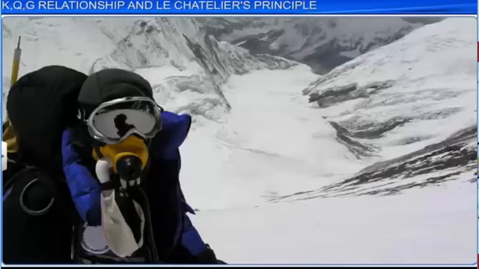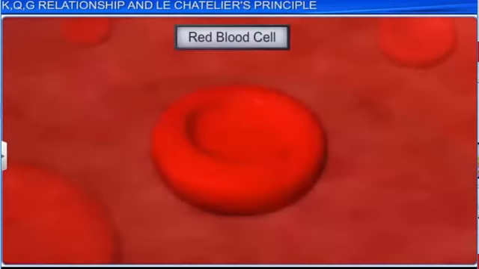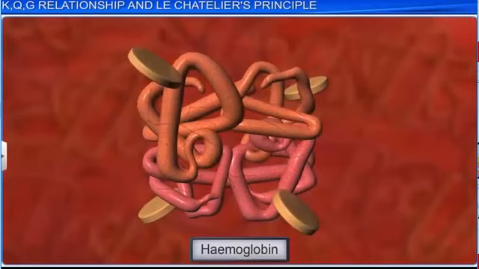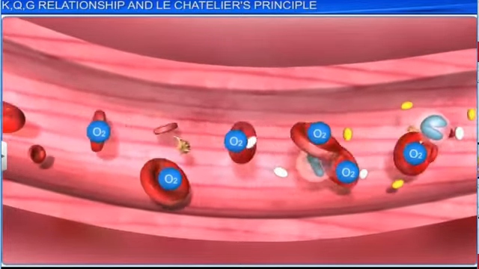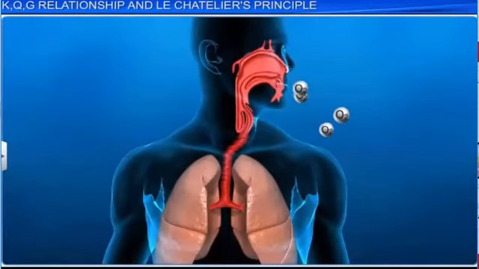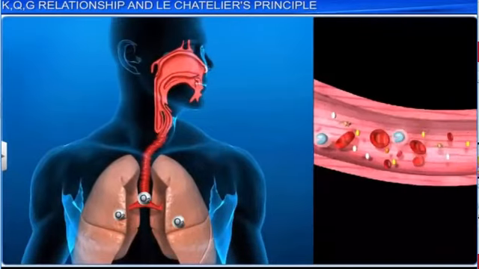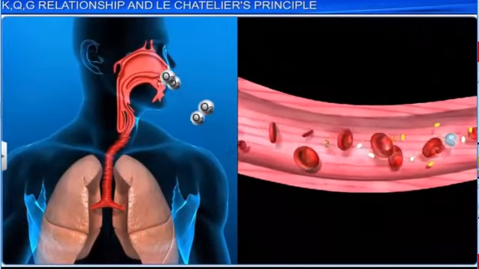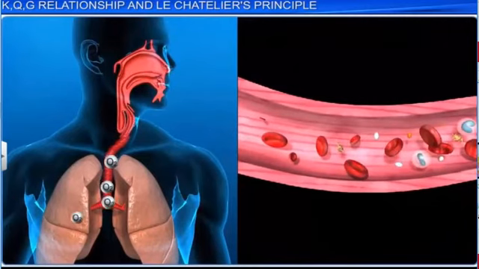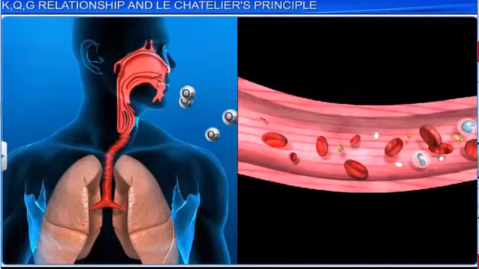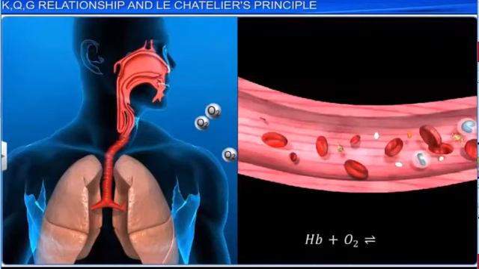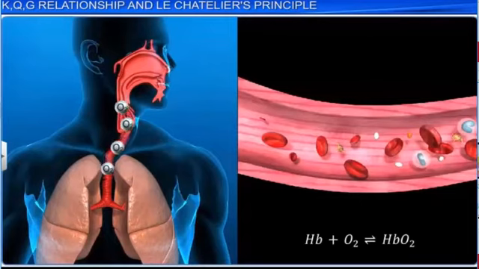Have you ever wondered why mountaineers carry oxygen cylinders with them while climbing high mountains? You know that hemoglobin, a protein containing iron in the red blood corpuscles of blood, is responsible for the transport of the oxygen to the cells. When human beings or animals inhale oxygen from the atmosphere, it combines with hemoglobin in the blood and forms oxyhemoglobin. Equilibrium exists between oxygen and hemoglobin, which can be represented as Hb plus O2 in equilibrium with HbO2, where Hb stands for hemoglobin.